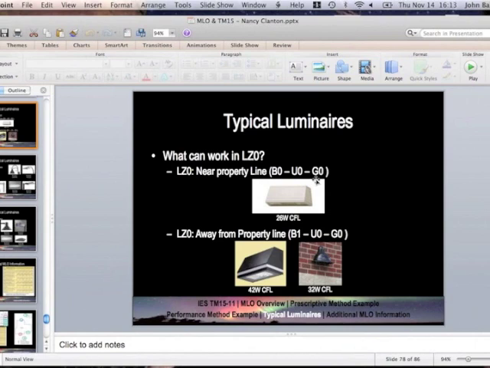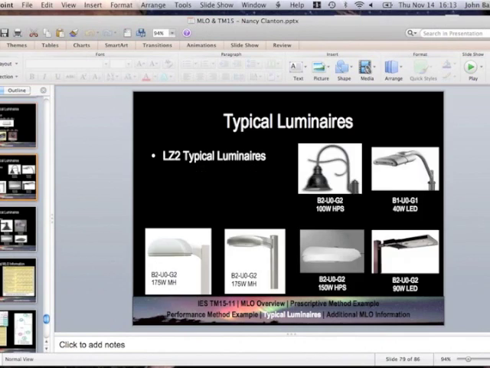Let's look at other typical luminaires. You may ask, what will work in lighting zone 0? One analysis is this fully shielded 26 watt compact fluorescent has a BUG 0 all the way across the board, and is ideal for lighting zone 0. That's near property lines. If you're away from a property line, then you're allowed a little bit more latitude in the backlight, up to a B1. And you notice the only difference, they're still fully shielded, but the wattages go up from 26 watts up to 42 watts with a compact fluorescent.